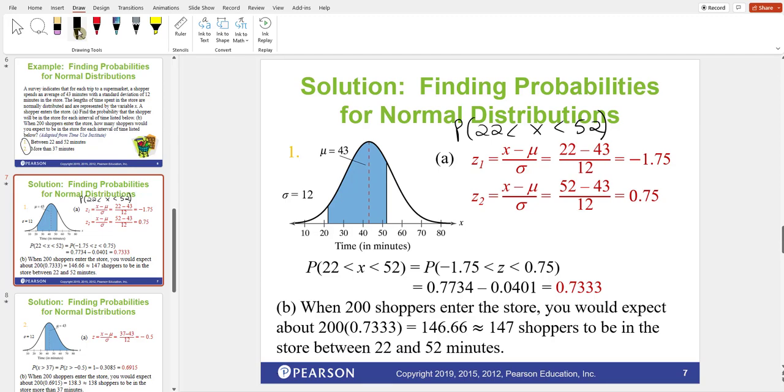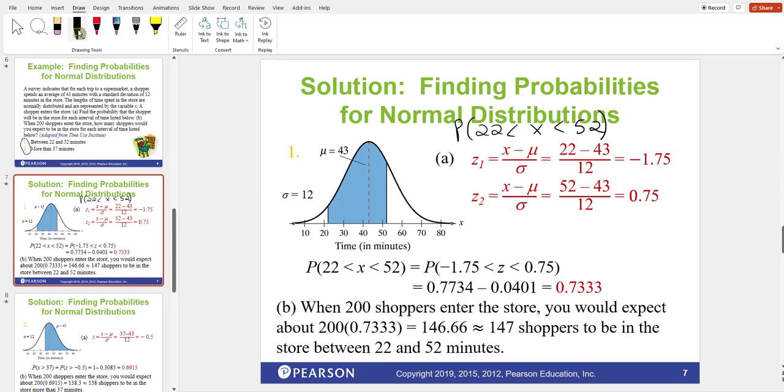So once again, the Z-score is X minus the mean over the standard deviation. So I'm going to convert the 22 and the 52 to Z-scores, and I get negative 1.75 and 0.75. Then you can go ahead and use your Z-table to figure out the corresponding areas and then get the answer.